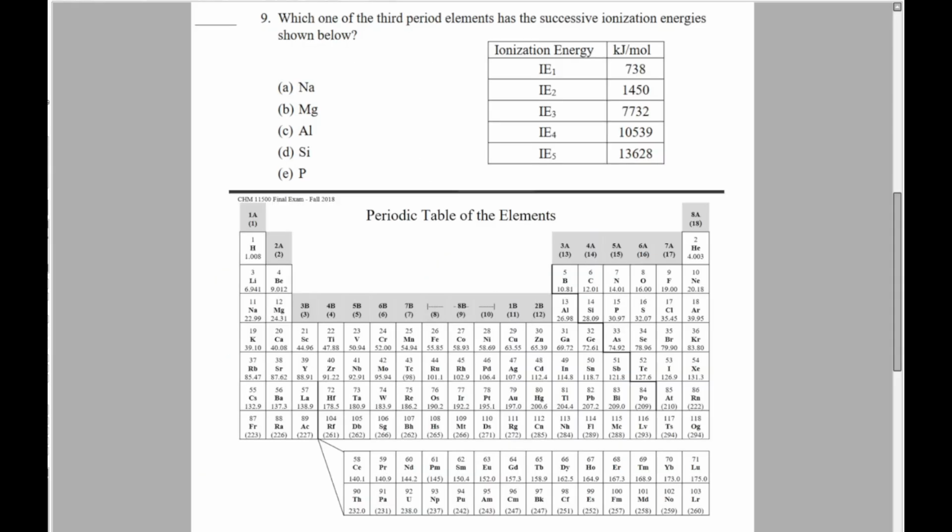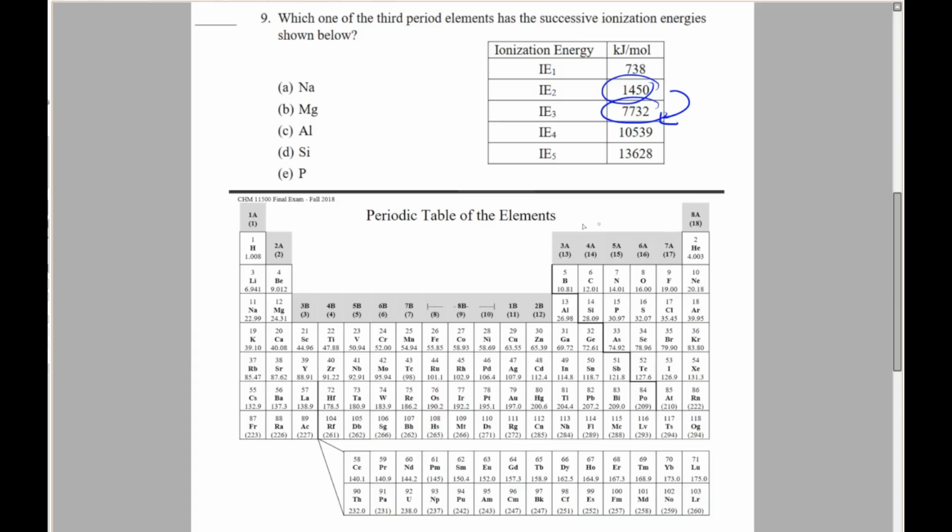Question 9. Which of the third period elements below has the successive ionization energies shown below? For this question, we just need to look at where the biggest jump in the ionization energy is. We can see the ionization energies on the right side of this table, and it looks like the jump from 2 to 3 is the biggest. If the biggest jump is from ionization energy 2 to 3, it means it's a group 2 element.